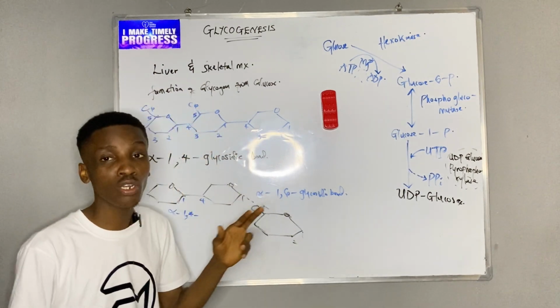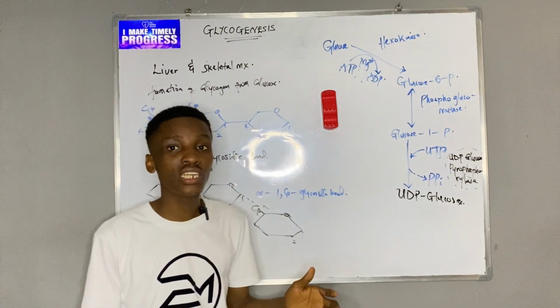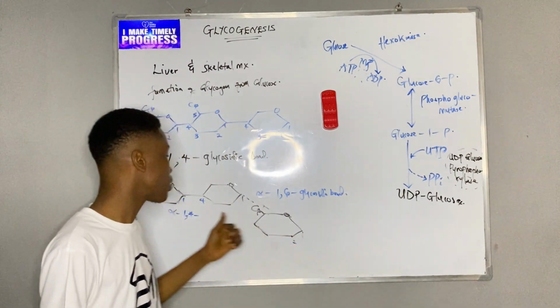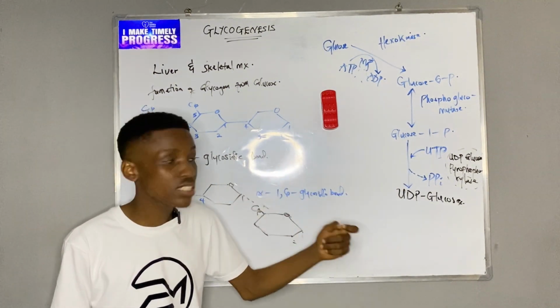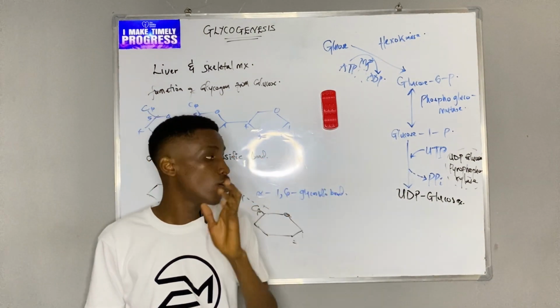Whereas starch is made up of only what? Straight chain. Don't forget that. Glycogen is made up of straight chain and branch chain. And that straight chain is alpha 1, 4. Branch chain is alpha 1, 6. Whereas starch is made up of only straight, which is alpha 1, 4.